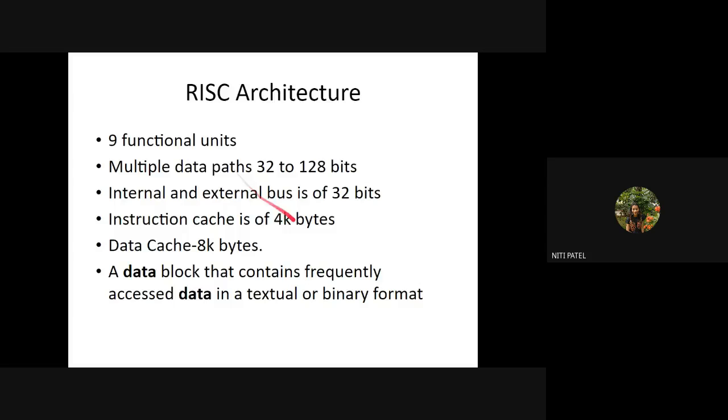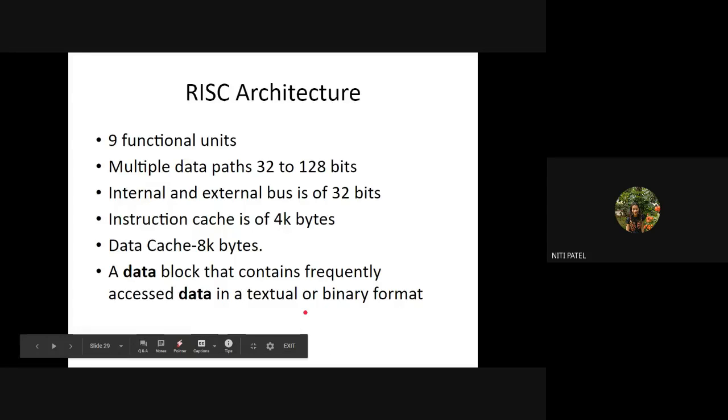So you have 9 functional units, in which you have the data path, that is the external and internal data buses, which start from 32 bits and can be extended to 128 bits. You have the instruction cache, which will store all the instructions up to 4K bytes. You have the data cache, which will store all the data up to 8K bytes. You have the data block, which will store all the recently executed data either in binary format or in textual format.